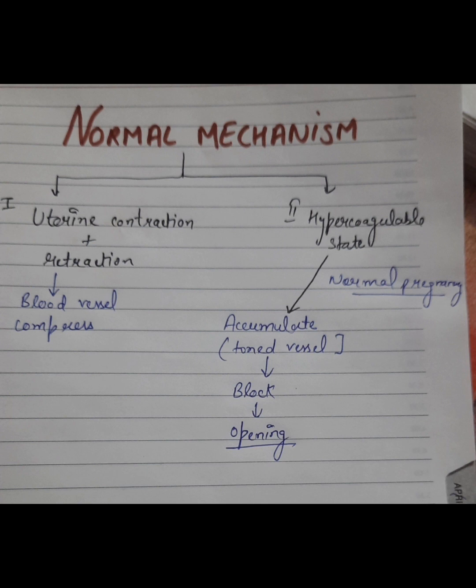Because in this period in normal pregnancy there is an increase of clotting factors, which helps to block the opening site, right? As I mentioned, the first factor is uterine contraction and retraction, and then when there is a certain tear or block or opening present, clotting factors accumulate at that particular site, and then it helps to block the opening. So this is the whole phenomenon of bleeding stoppage.